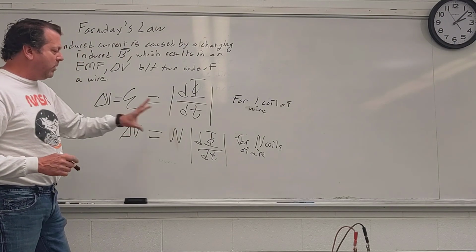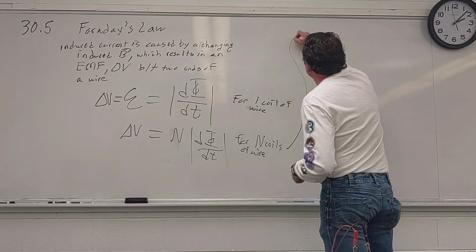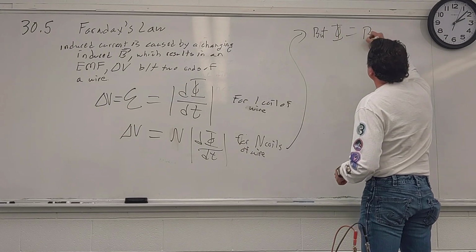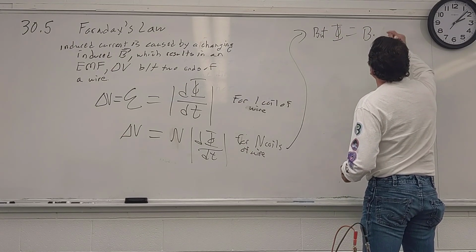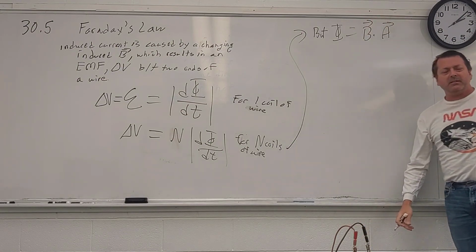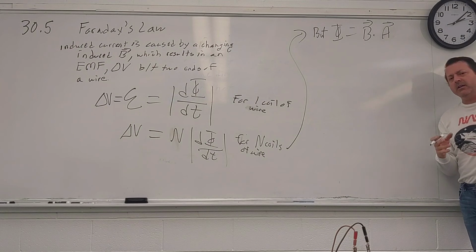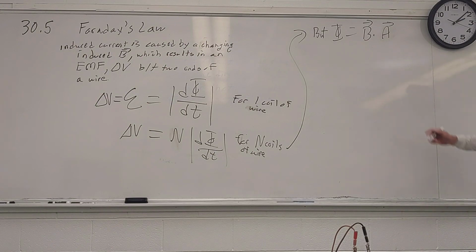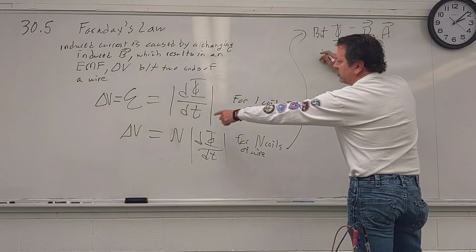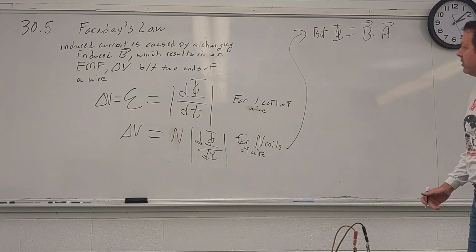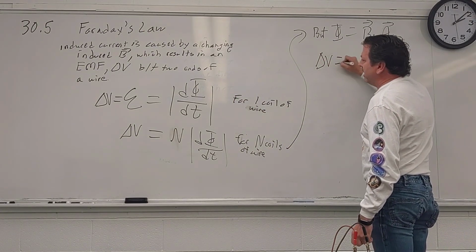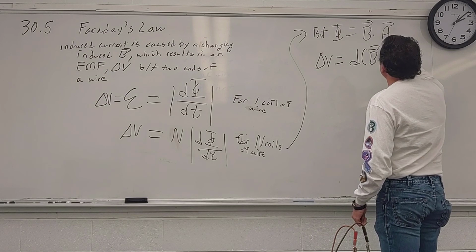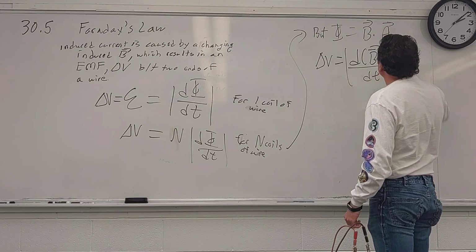But let's think about this. What is this telling us? The flux we said earlier is B dot A. The flux is the B field, doing a dot product with the area unit normal vector of that loop of wire. So let's put that in here. I'm going to just use this one for one coil. We'll just multiply times N for multiple coils. We're going to say that Faraday's law is EMF equal to d(B dot A)/dt, the magnitude of it.